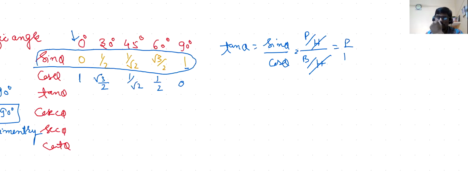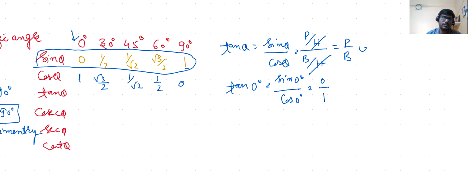So you can divide the sine value by the cos value at the same angle, and you can easily find the tan theta. The tan 0 degree is sine 0 degree divided by cos 0 degree. That will be 0 upon 1, and 0 upon 1 can be written as 0. So tan 0 is 0.